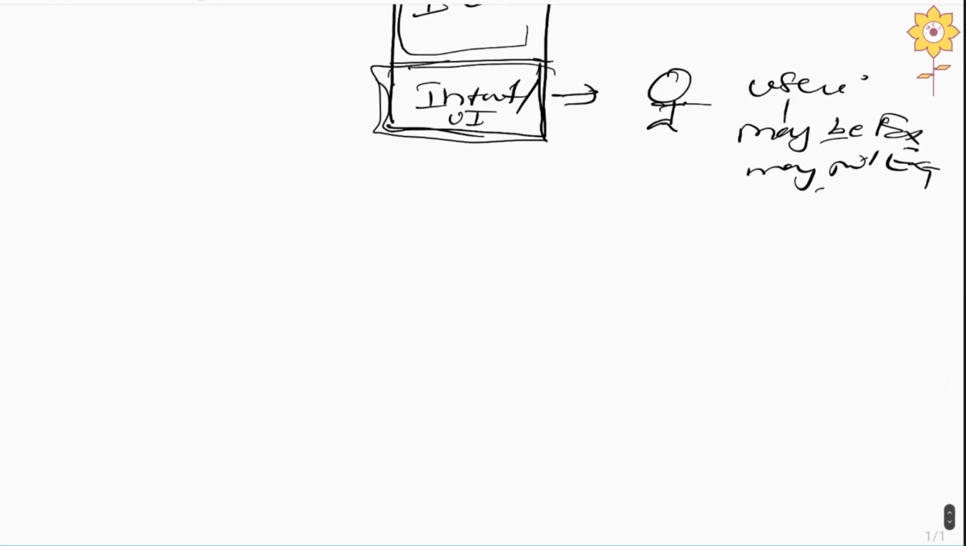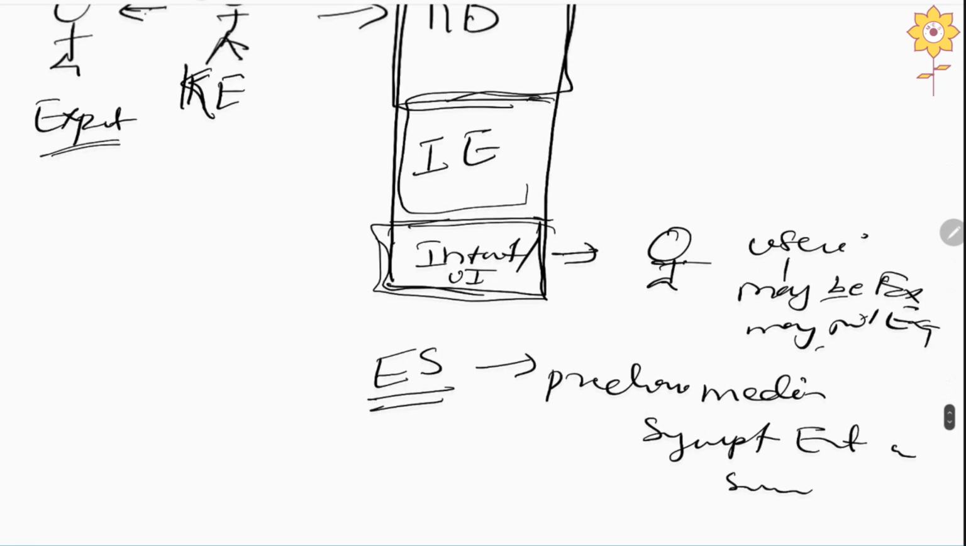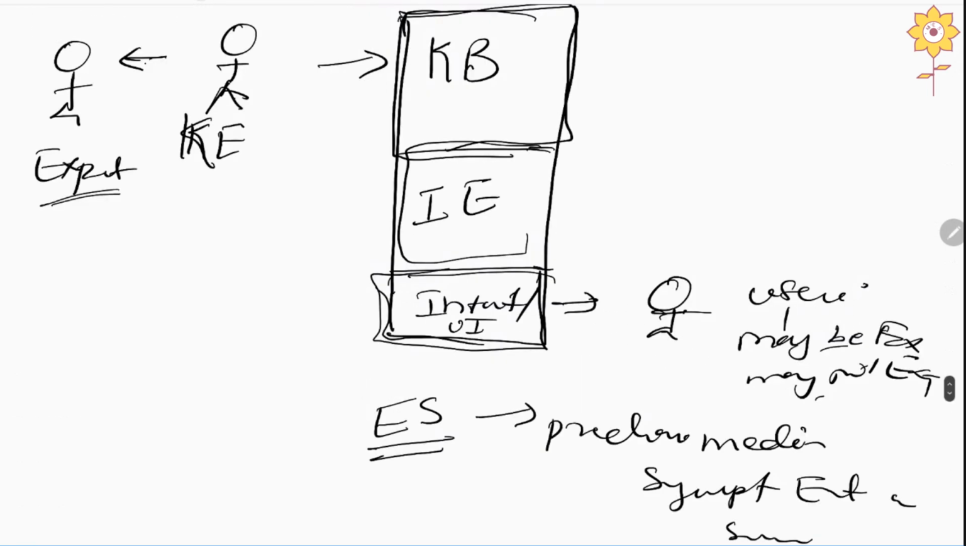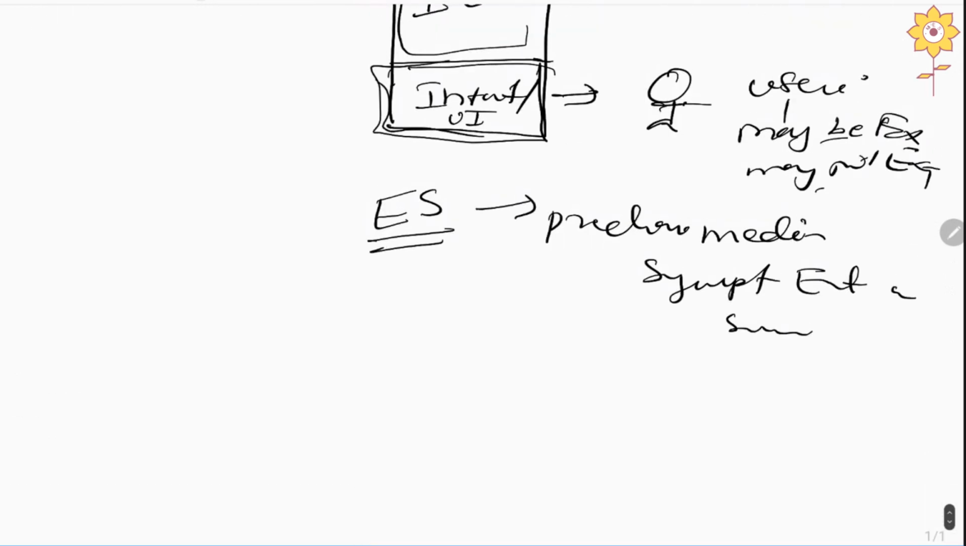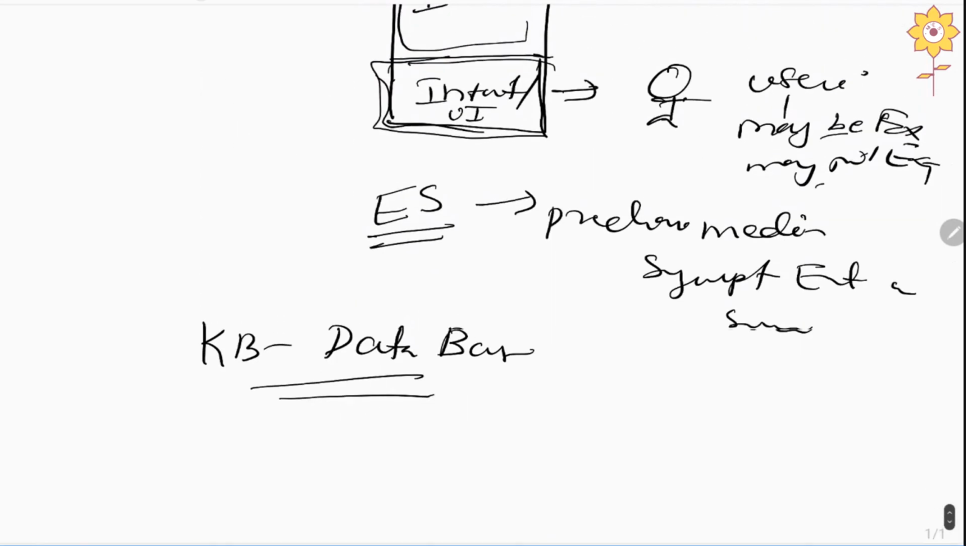Suppose we need to make an expert system which is capable of prescribing medicine for the symptoms that are entered by any user. For that purpose, in our knowledge base, first of all, the knowledge base is similar to our database. Knowledge base is somewhere similar to a database.